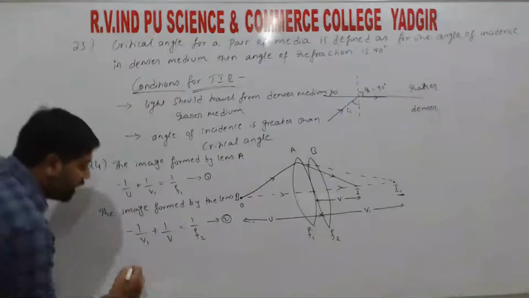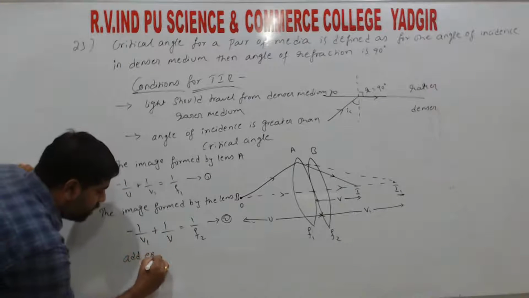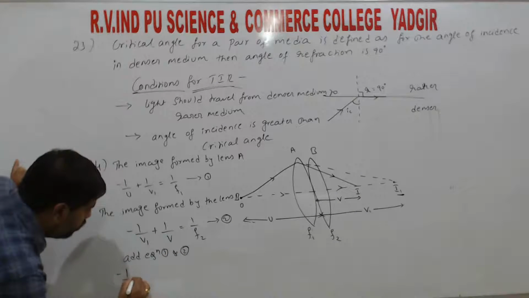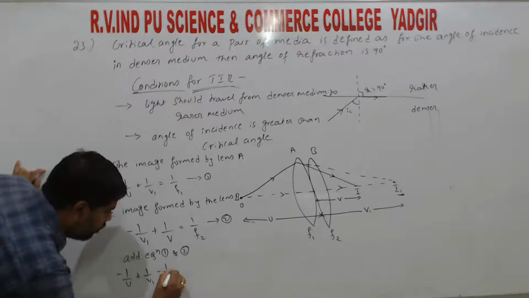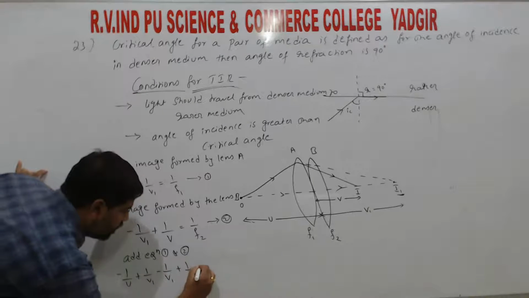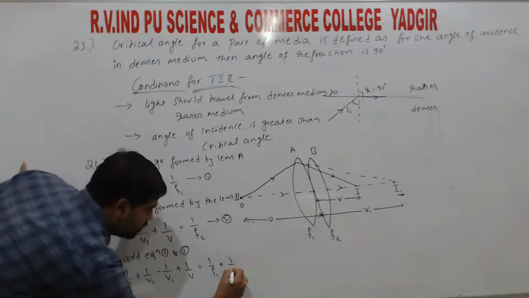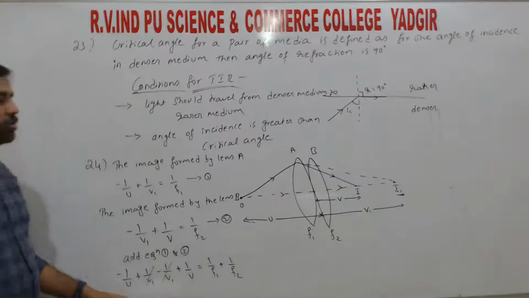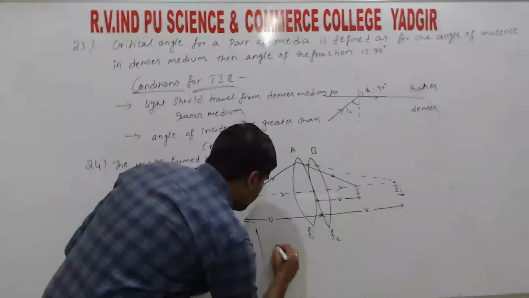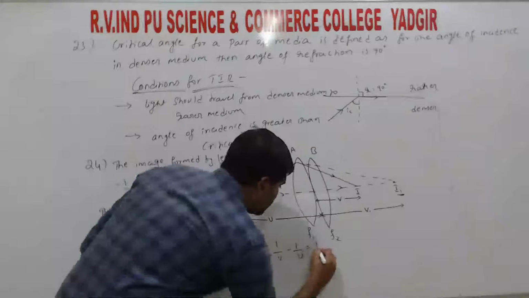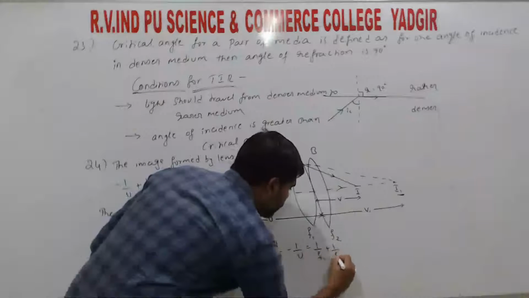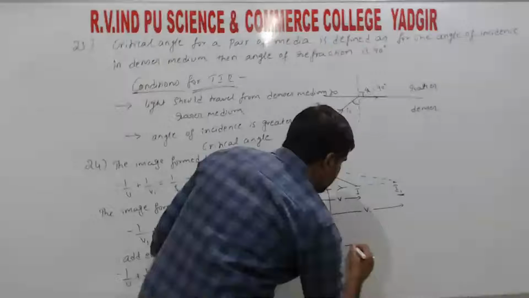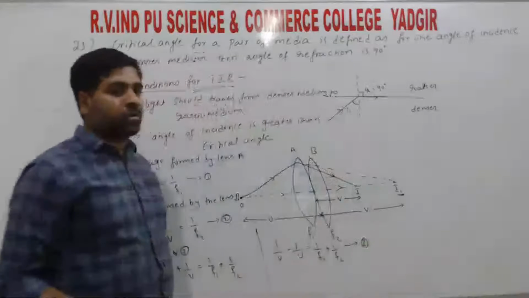So adding equations 1 and 2: minus 1 by u plus 1 by v1 minus 1 by v1 plus 1 by v equals 1 by f1 plus 1 by f2. So plus 1 by v1 and minus 1 by v1 get cancelled. So we can write 1 by v minus 1 by u equals 1 by f1 plus 1 by f2. This is the third equation.